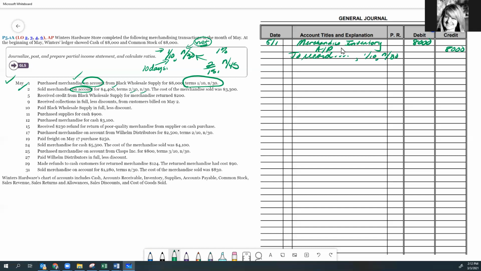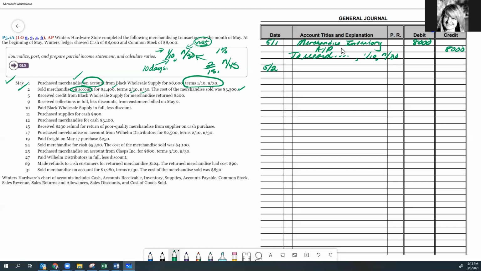And the merchandise that we sold had a cost to us of $3,300. We talked about this in class, or it's discussed in your book. When we are using the perpetual inventory method, every time we have a sale, we need to record two transactions. We need to record the sale and we need to record the cost of sale. The sale is revenue and the cost of sale is an expense. So on 5-2, we're going to have two journal entries.